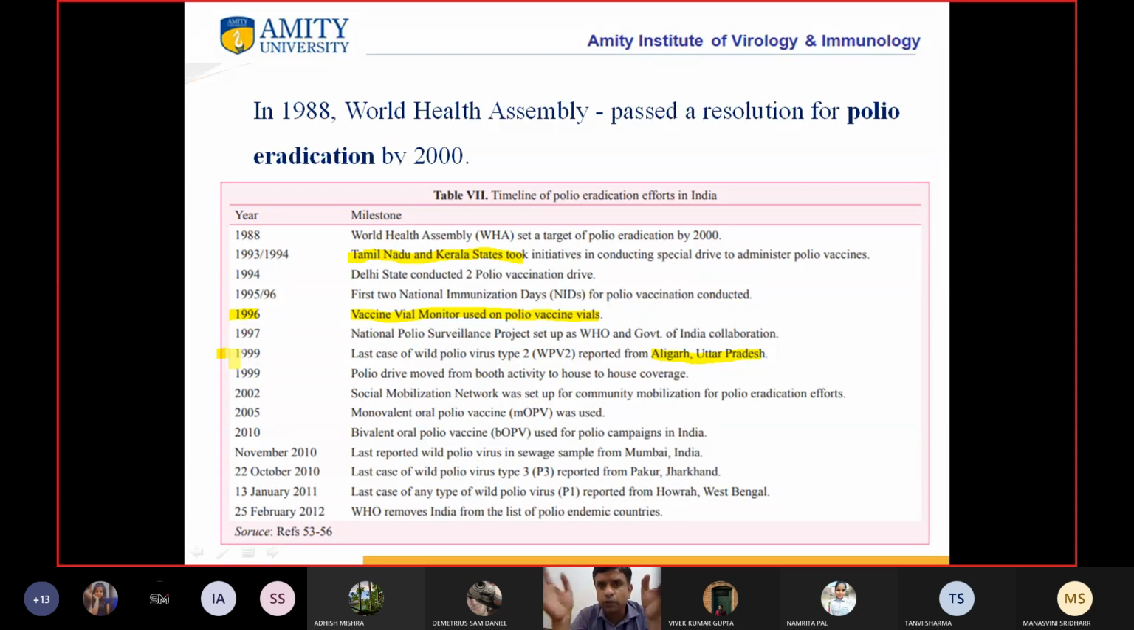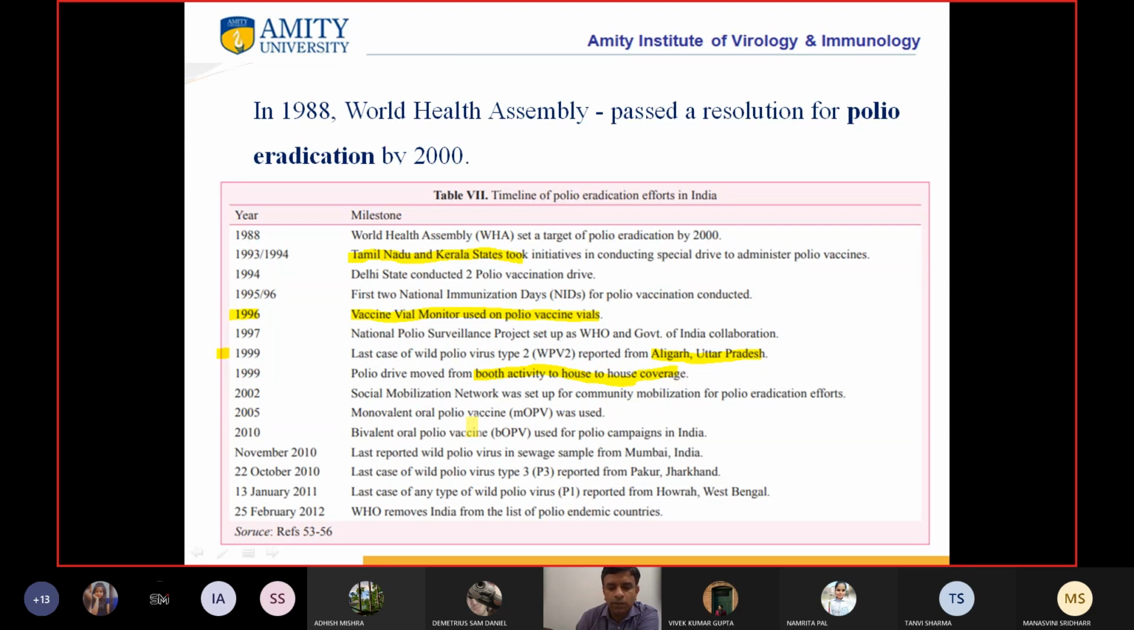seen this, people coming to your homes, right? So उससे पहले क्या हो रहा था, that the person had to go to the booth to get the vaccine, right? But then the government launched it so that the vaccine will reach the homes, right? So the Anganwadi workers or whoever was giving the vaccine were going to all the houses. They were asking if there is any child in your house less than 5 years, and they were giving the polio drops, right? So it moved from booth activity to house coverage, right? And a social mobilization network was set up for community mobilization of polio eradication efforts.